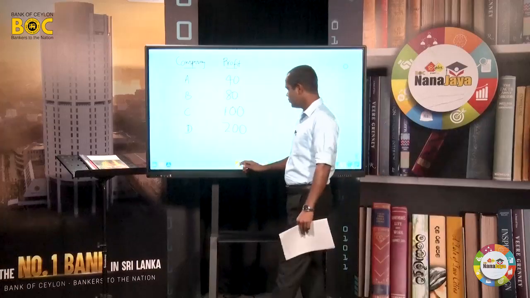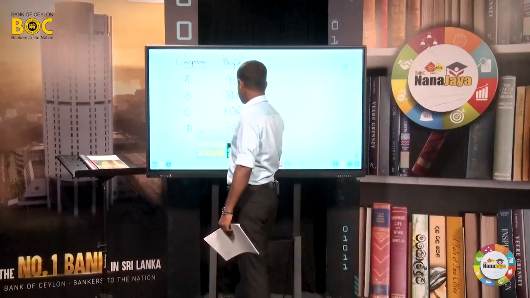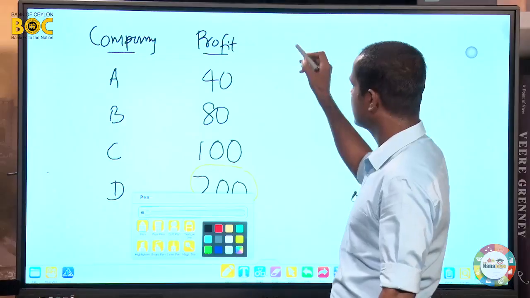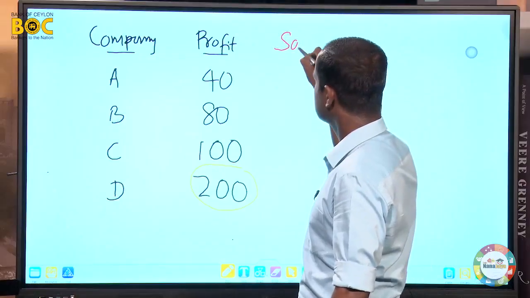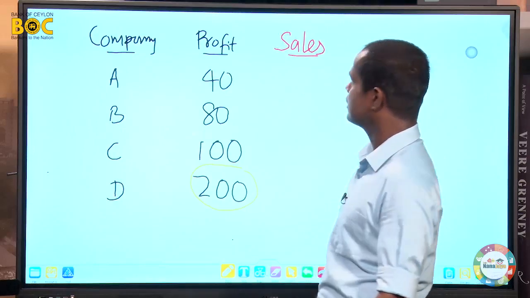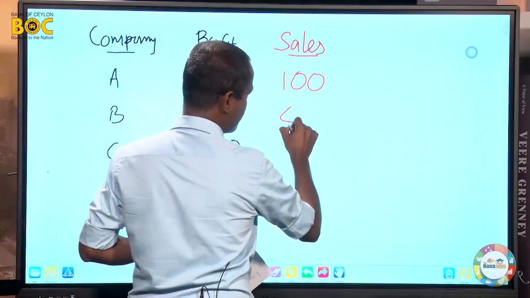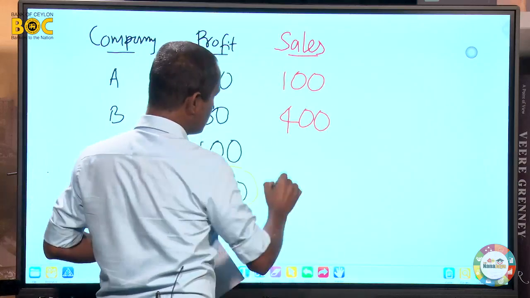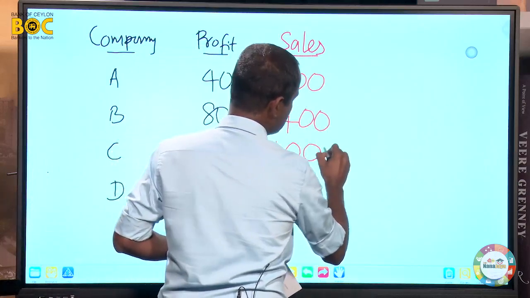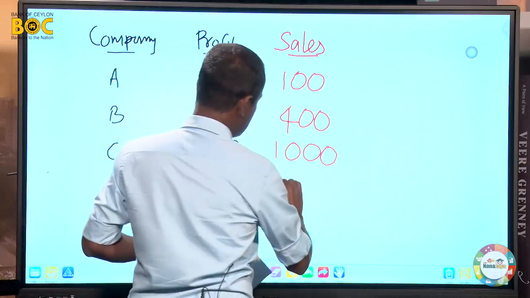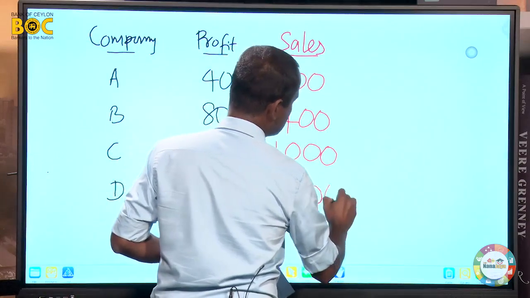But if you compare this profit with the sales, the turnover of these respective companies, say company A, the turnover is 100 million rupees. Company B turnover say 400 million rupees. Company C 1,000 million and company D 4,000 million.